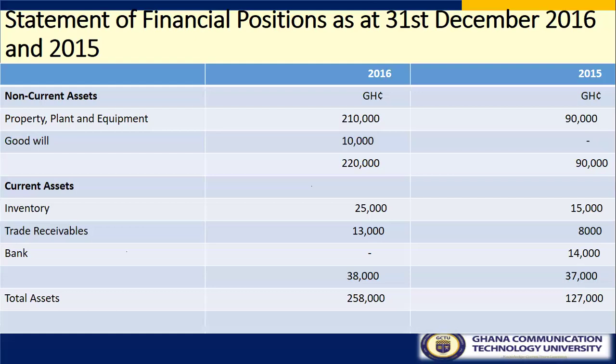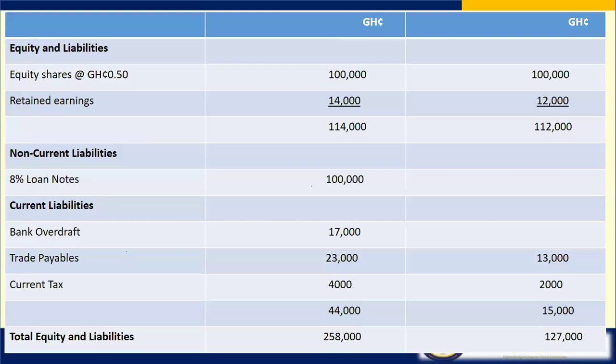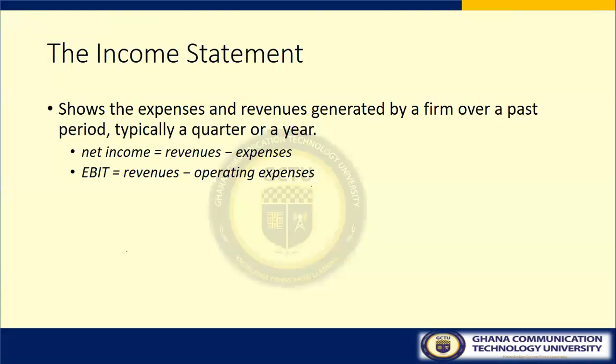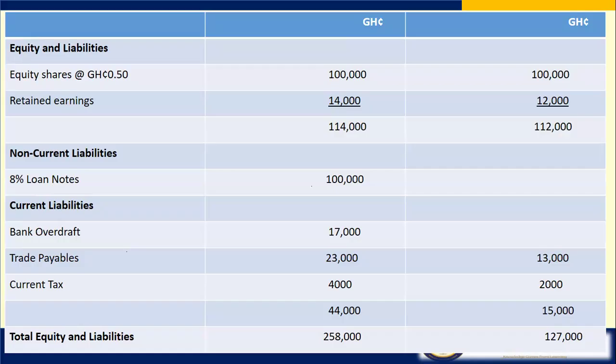Okay. All right. And then we had the equity and liabilities. Equity shares at 50 pesos. Then retained earnings. Then non-current liability, we have 8% loan notes. Current liability, we have bank overdraft, trade payables, current tax. This is an example of the balance sheet. So we've talked about the balance sheet.